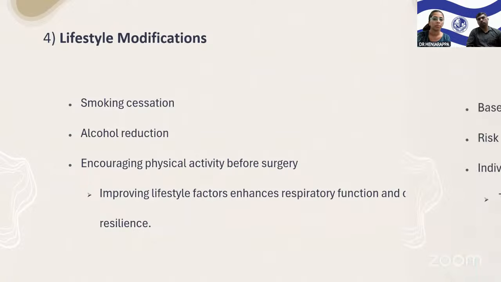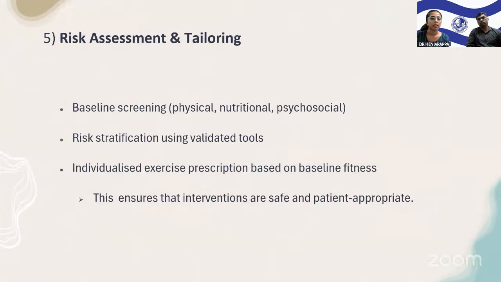Risk assessment and tailoring: the baseline screening of physical, nutritional, and psychosocial aspects, risk stratification using validated tools, individualized exercise prescription based on the baseline fitness. This ensures that interventions are safe and patient appropriate. So all these prehabilitation measures are important in onco patients.